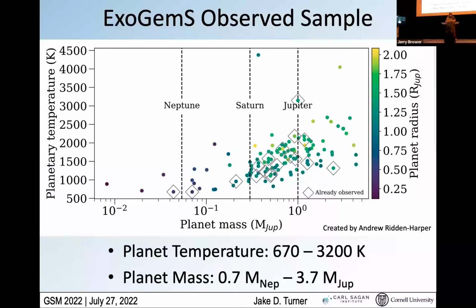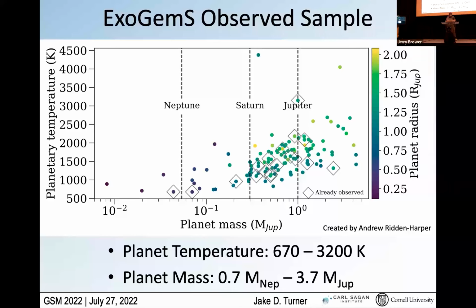So this is showing our observed sample. We have planet mass and planetary temperature, as well as the radius. And so we observed planets all the way from 0.7 of the mass of Neptune. So it's very much a Neptune type planet, up to about 4 times the mass of Jupiter. And we also observed planets with temperatures starting at 670 Kelvin all the way to 3,200 Kelvin. All the planets we observed are circled there, and the other planets shown are possible targets we can observe in our survey.